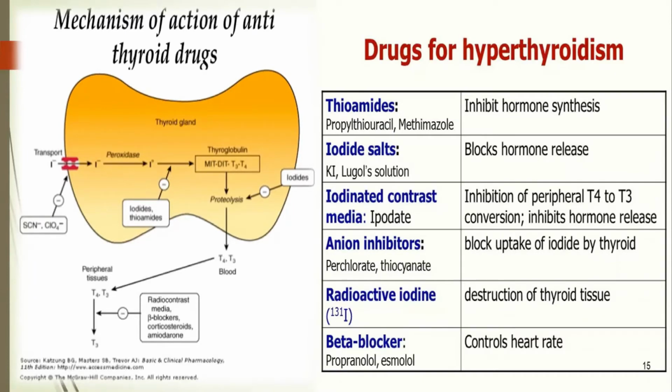We have anion inhibitors that cover perchlorate and thiocyanate, which block the uptake of iodide by the thyroid. The next one is I-131, which is radioactive iodine for the destruction of thyroid tissue. And the last one is the use of beta blockers. Examples are propranolol and esmolol, which control heart rate.